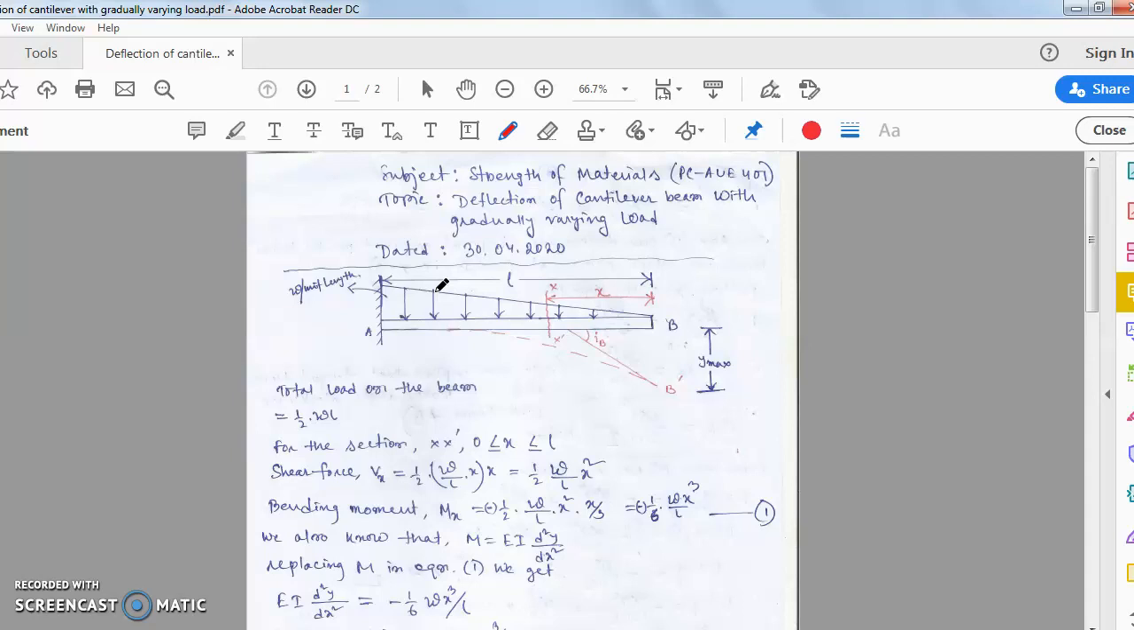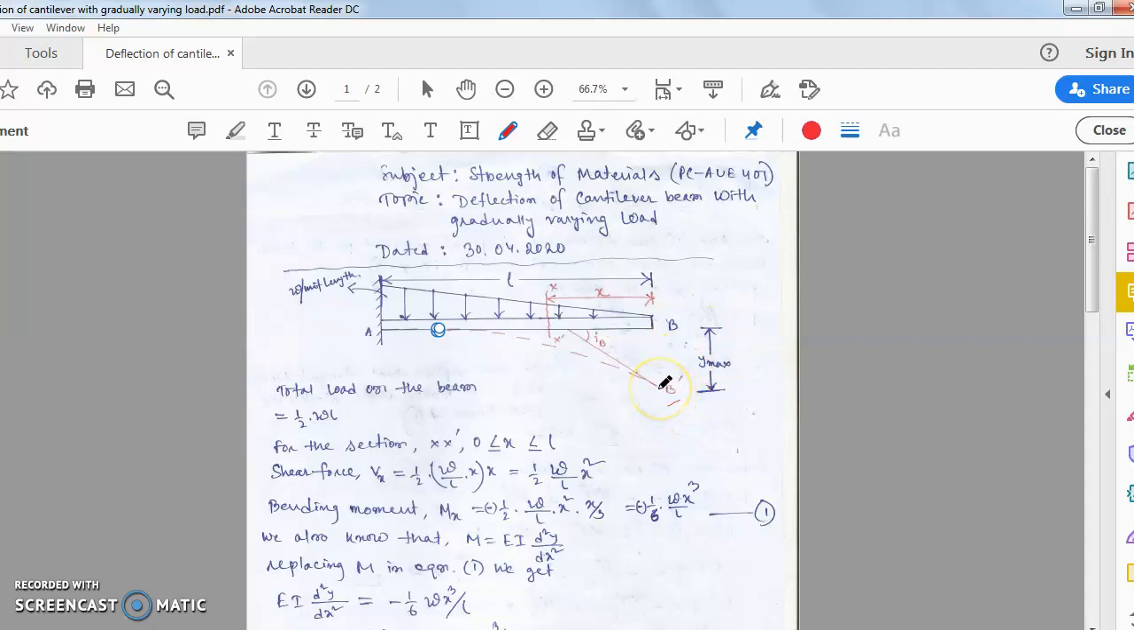At point B there is no load, but at point A the load is highest, with a value of W per unit length. At point A there is no deflection, but as we progress from A to B the deflection gradually increases, and at point B the deflection is highest. This dotted line denotes the deflection. Point B comes down to B dash after deflection, so the maximum deflection y max is at B dash.